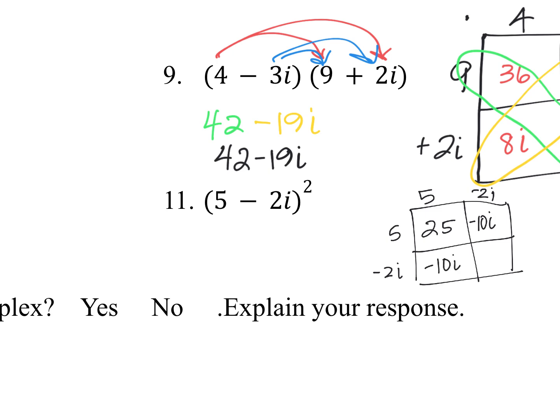And 2 times 2 is 4. They're both negative, so the answer is positive. i times i is i squared. But again, i squared is negative 1. 4 times negative 1 is negative 4. So scribble that out, rewrite it as negative 4, and combine like terms. Our real numbers are on this diagonal. 25 minus 4 is 21. And negative 10i minus 10i is negative 20i.